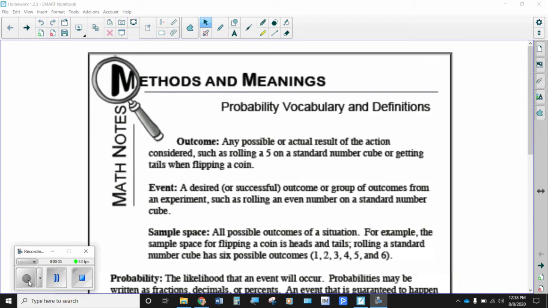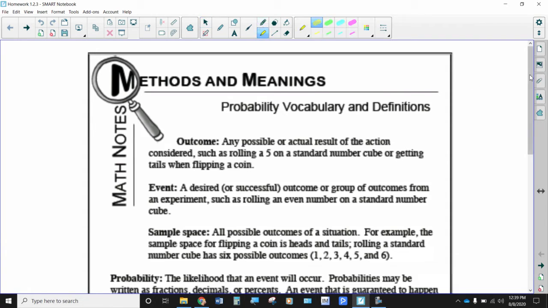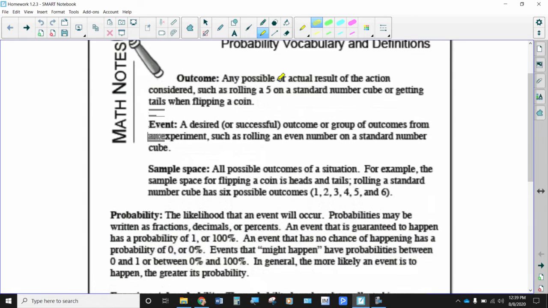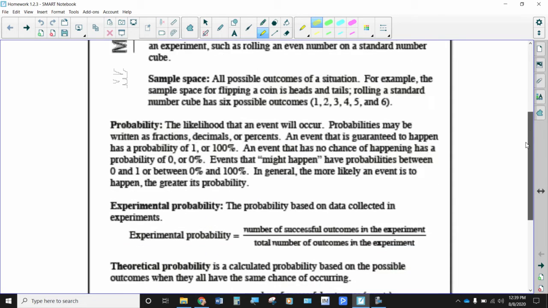Alrighty, let's take a look at our homework. First, looking at the probability vocabulary in our M&Ms. Probably what to focus on the most here, our outcomes are all the possible results that you can get from an action, like flipping a coin. Your outcomes are either heads or tails. Spinning a spinner, all the outcomes would be all the different spaces that the spinner could land on. Rolling the die would be all the numbers that you could get by rolling the die.